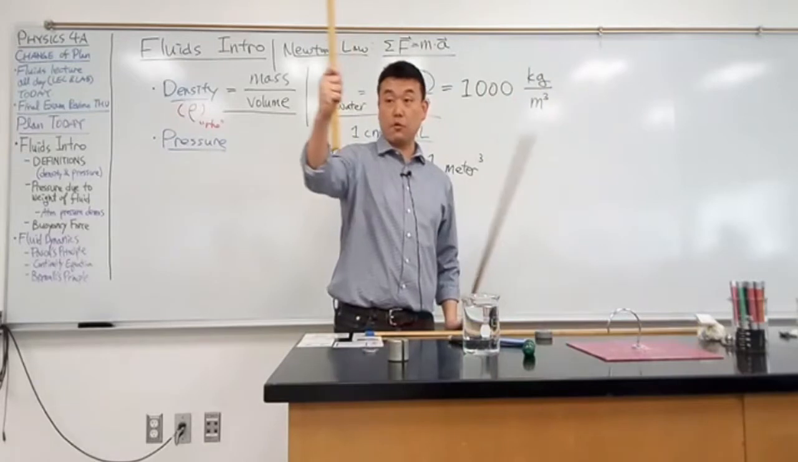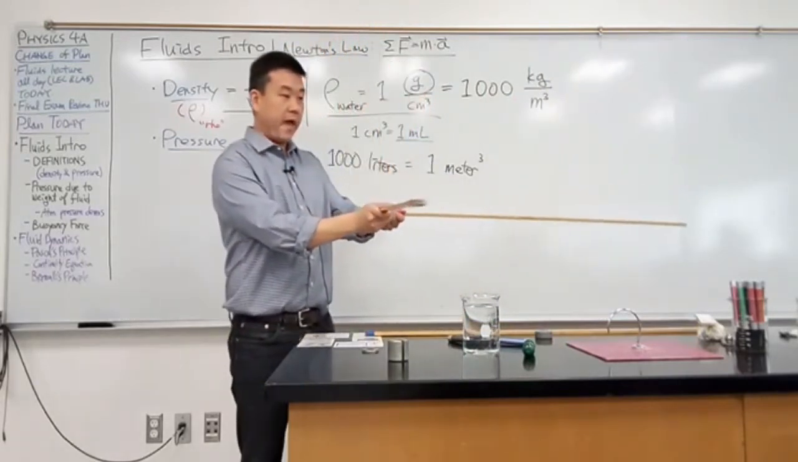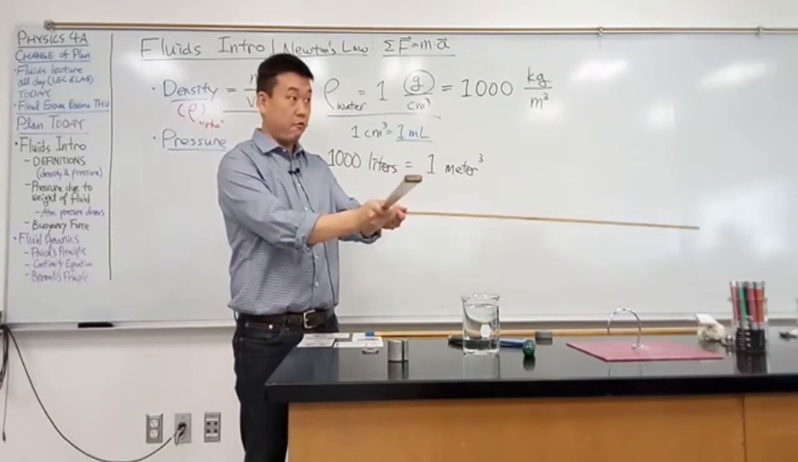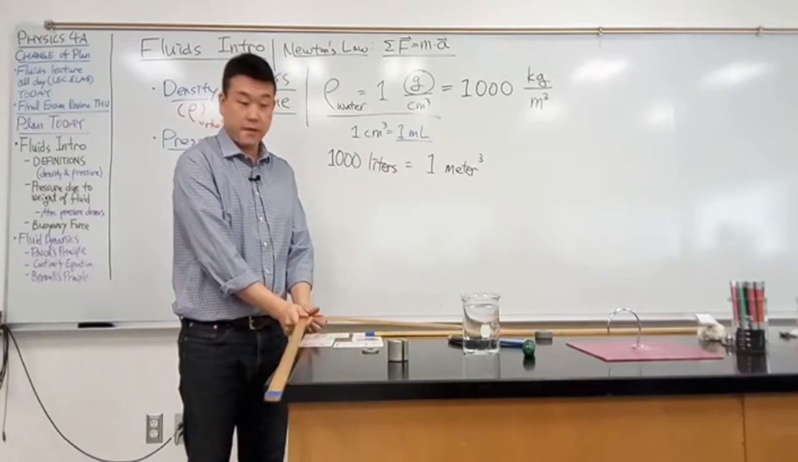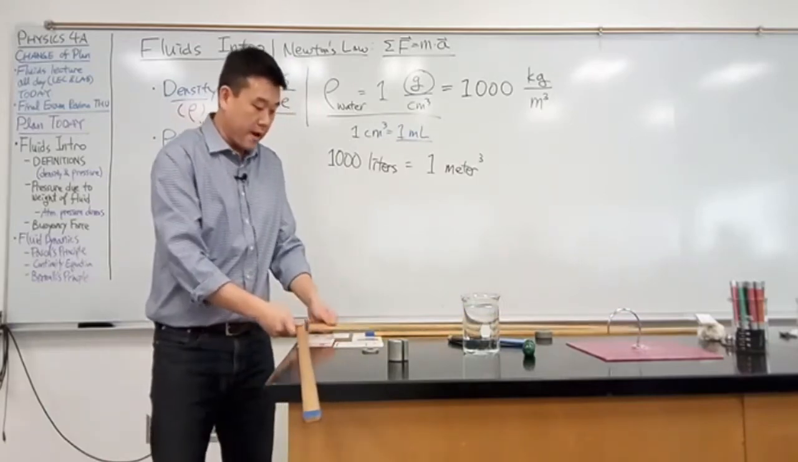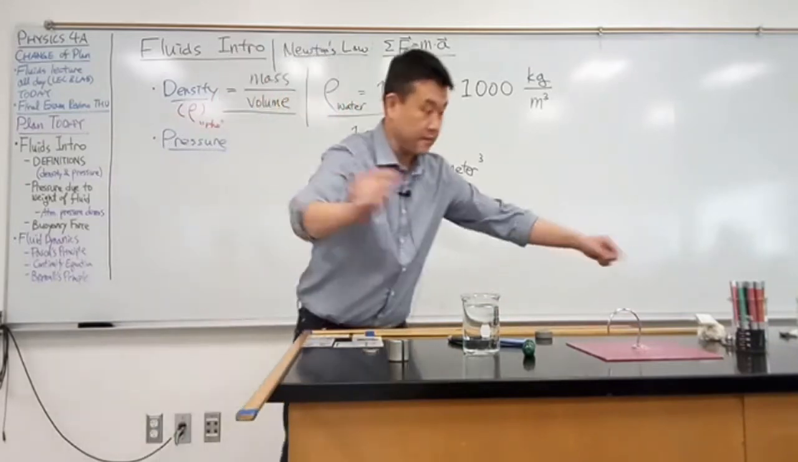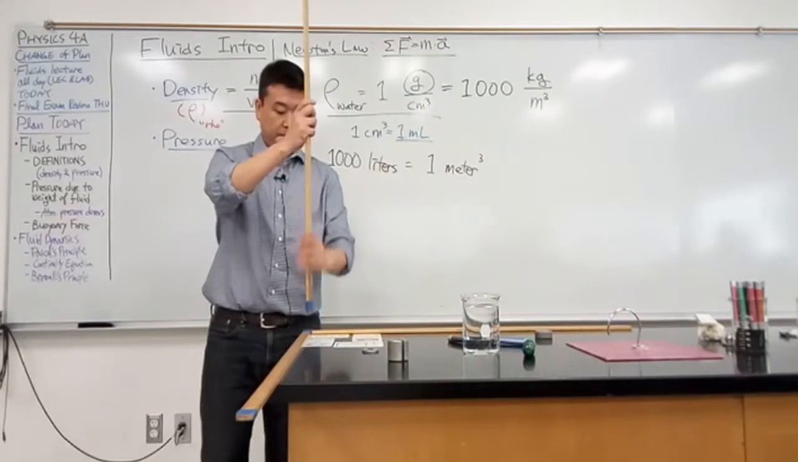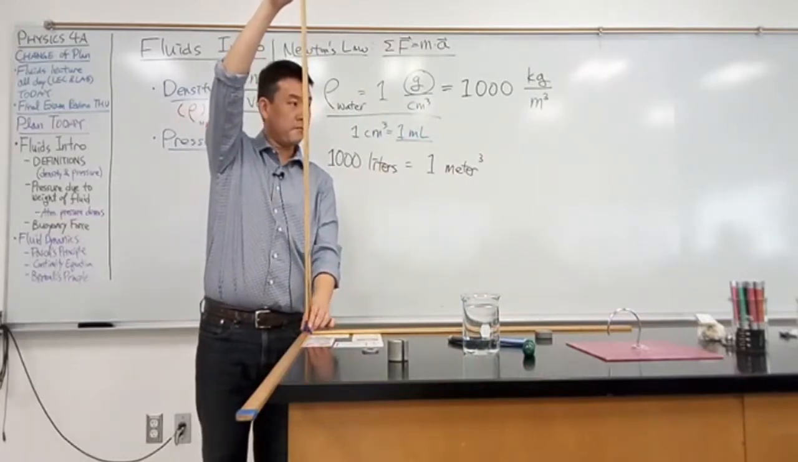So this is 1 meter. If you are talking about a square meter, we are talking about an area with 1 meter on a side and 1 meter on the other side. It's a pretty large area, right? It's about the area of this half of the desk. And if you are talking about a cubic meter of volume, you have to imagine taking this area and stacking it up to be a meter high. Is this a fairly big volume?